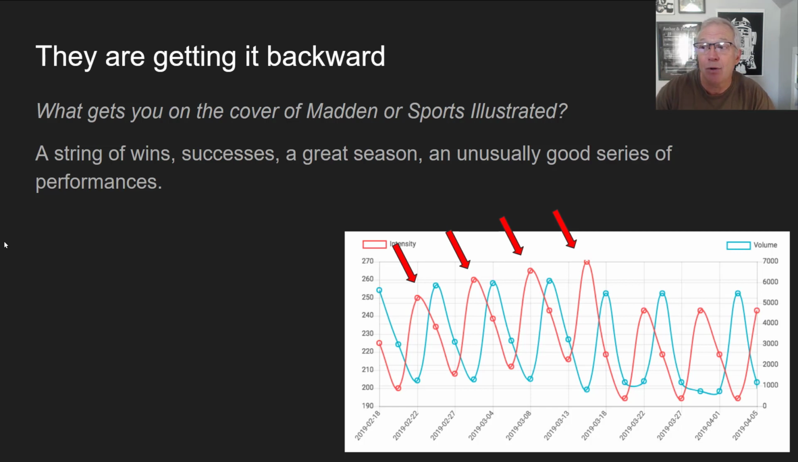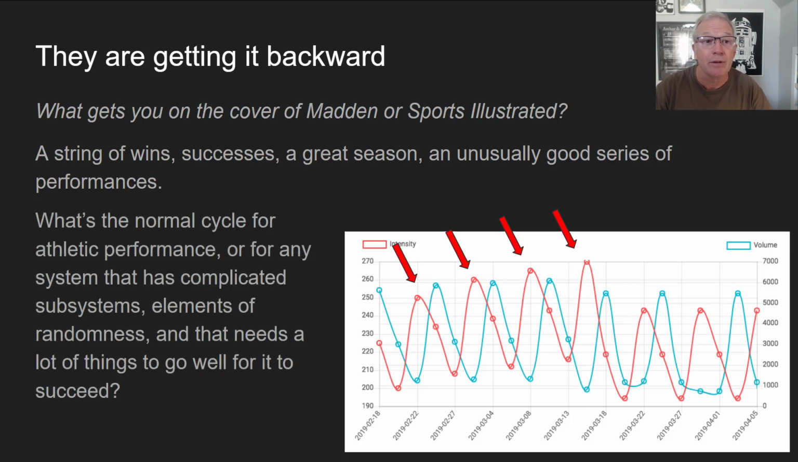Okay, so that's those red arrows on that deviating athletic performance over time chart I've got there: those peaks, those wins, those shutout pitched games, those track meets, whatever it might be. Those catch people's attention and get you on the cover of Sports Illustrated.